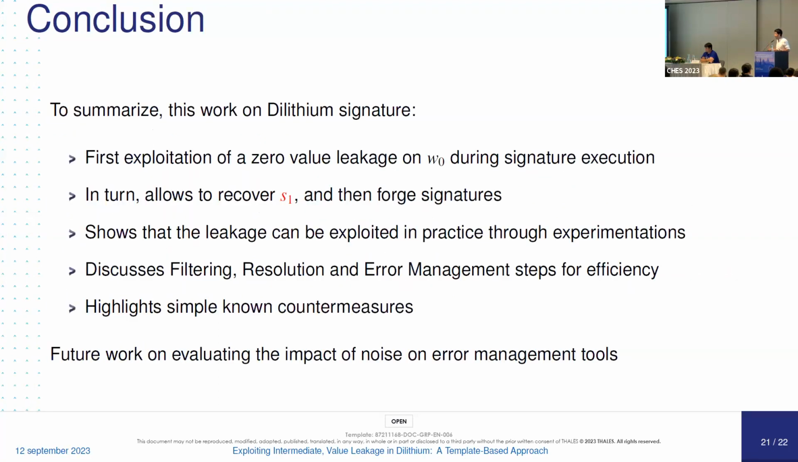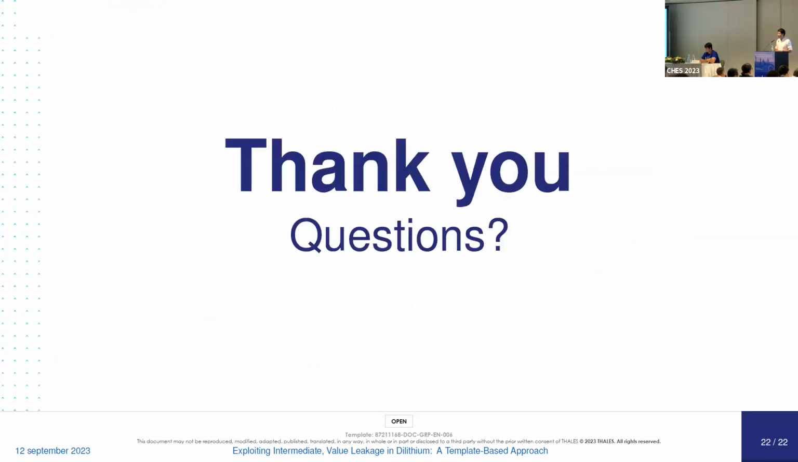So now to summarize, in this work on Dilithium, we have shown the first exploitation of a zero value leakage on W0 during the signature that in turn allows us to recover S1 and forge signatures. In our paper, we show that the leakage can indeed be exploited in practice through experimentation, and we also discuss filtering, resolution, and error management techniques for efficiency, and we also highlight simple known countermeasures. For future work, we plan on evaluating the impact of noise on the various error management tools that we use in our paper. So thank you very much for your attention, and if you have any questions, I'd be happy to answer them.